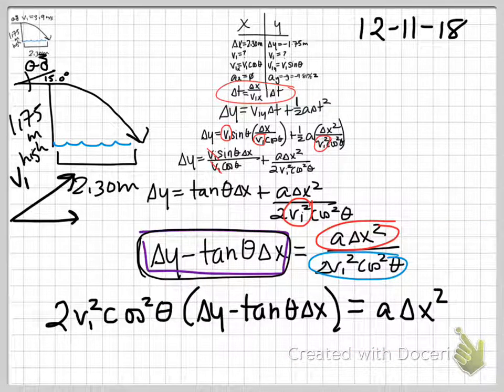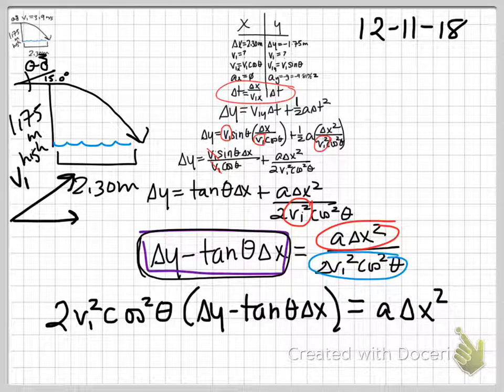Okay. So I also make heavy use of parentheses because it helps to remind me that that 2 vi squared cosine squared theta, if I was going to do anything with that and the delta y minus tan theta delta x, I would have to distribute that across both parts. That's a really common mistake that I see. So now I'm just about there. Does it look like I'm just about there? At this point, it's easy. Two steps. You got two steps to sunlight.